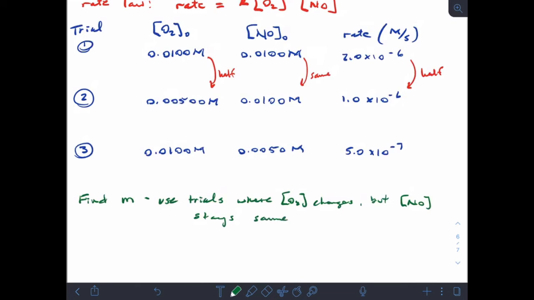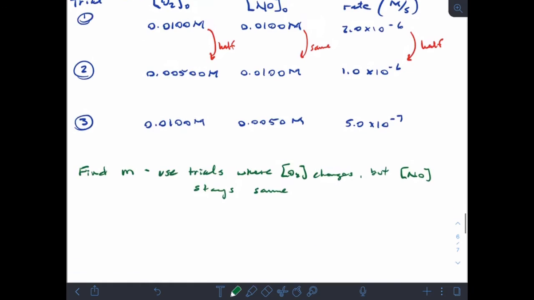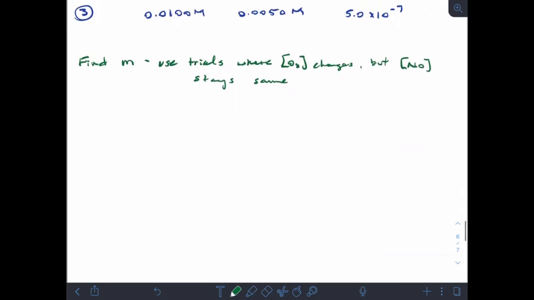Okay, so in our case, looking at the data that we have, trial 1 and trial 2 fit that description. O2 changes from trial 1 to trial 2, but the NO stays the same. Okay, so the way we're gonna go about this is we're gonna use a ratio. So what we're going to do is a ratio of rate 1 to rate 2, rate from trial 1, rate from trial 2.